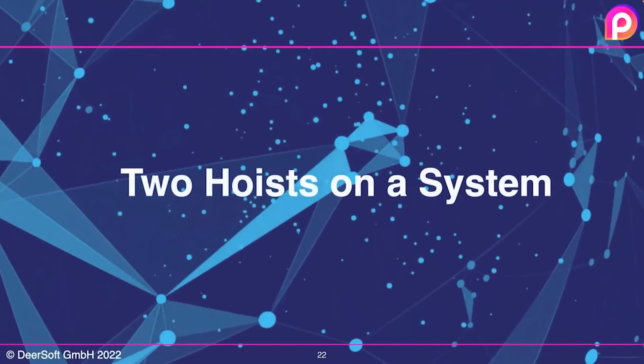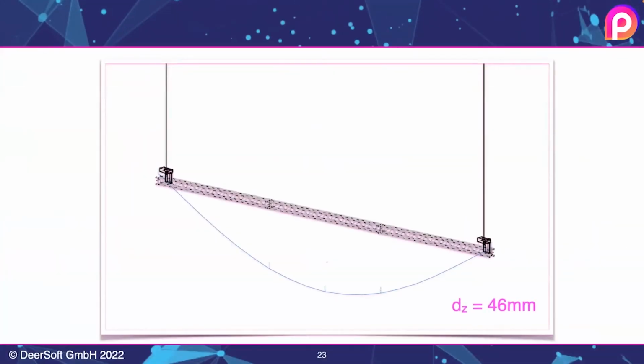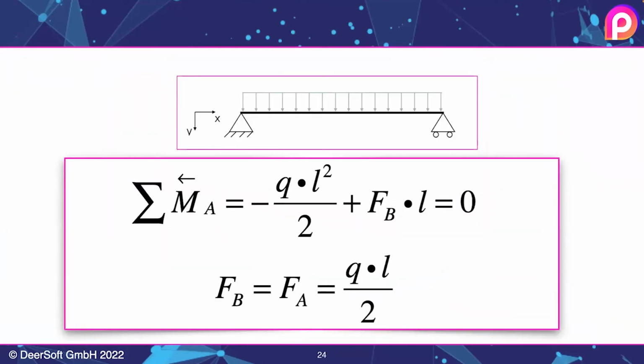Okay, that was a lot of information. Now let's jump into something more practical, but really important when you're doing the actual structural calculation. So we start with 2 hoists on a system. So something like this, really easy. You have a truss loaded by dead load, and you have 2 hoists to the right and to the left. The calculation for this is really, really easy.